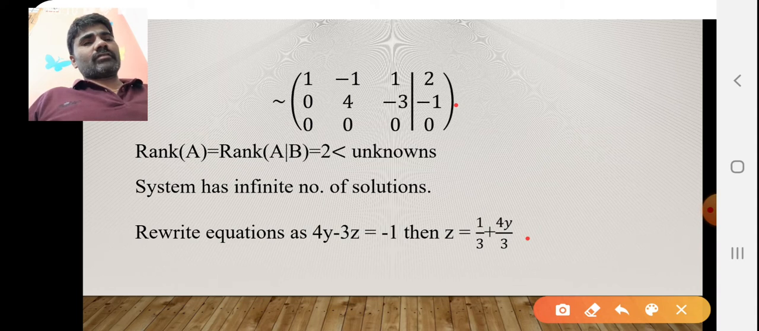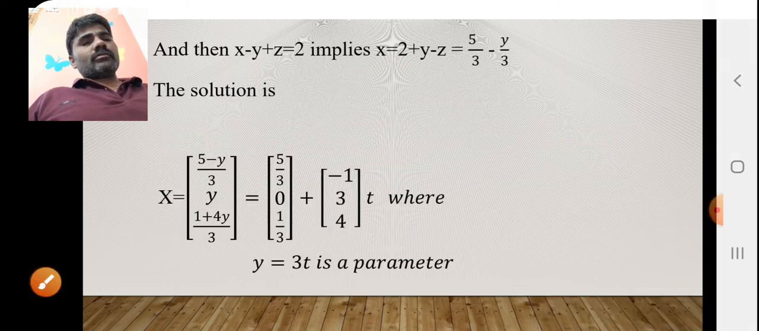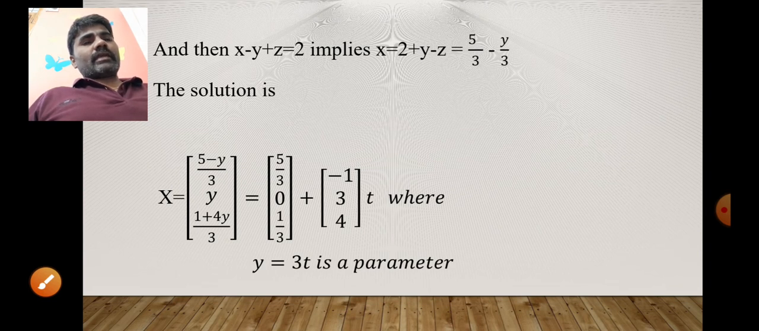Again we consider another equation, the first row: x minus y plus z equals 2. By substituting z equals 1 by 3 plus 4y by 3, we get x equals 5 by 3 minus y by 3. Then the solution: capital X is the solution vector. The solution vector is x equals 5 minus y by 3, and y is the independent variable parameter, and z is 1 plus 4y by 3.